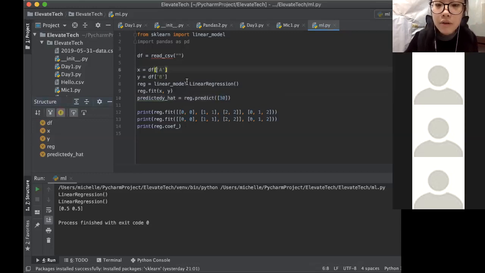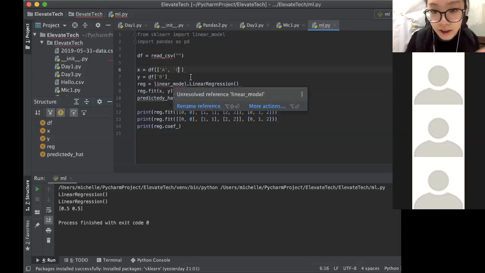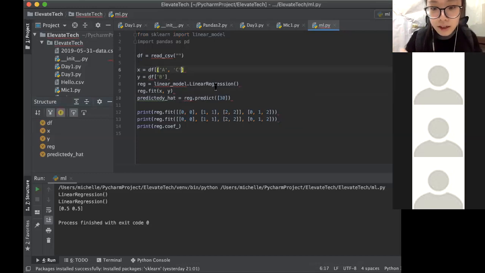So for example, you need data A and C to predict what B is. Because you have two data, you need to put them first in the brackets, which is for the data frame, and then in another list put two values. And here, you can again put a list.